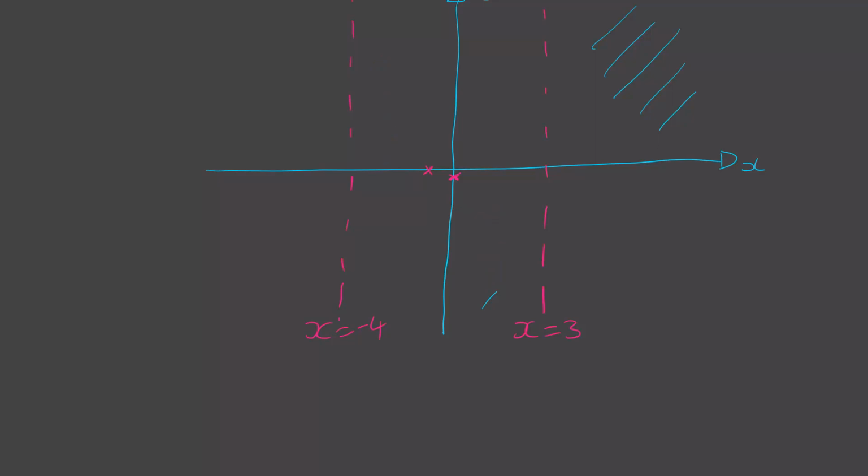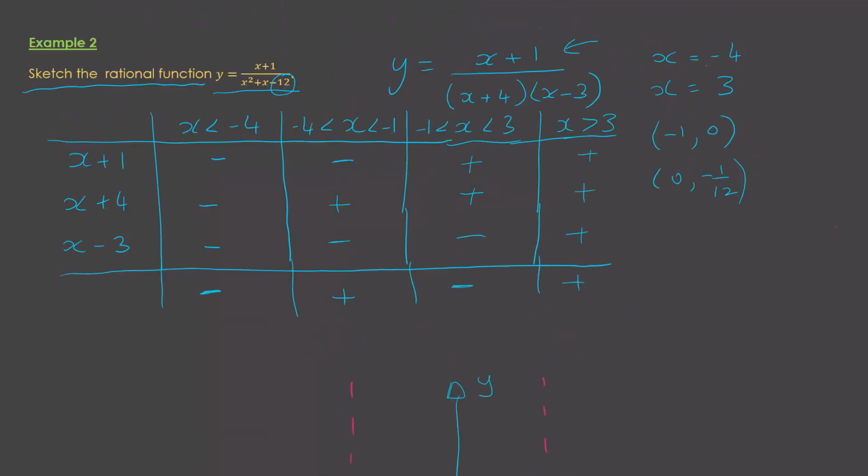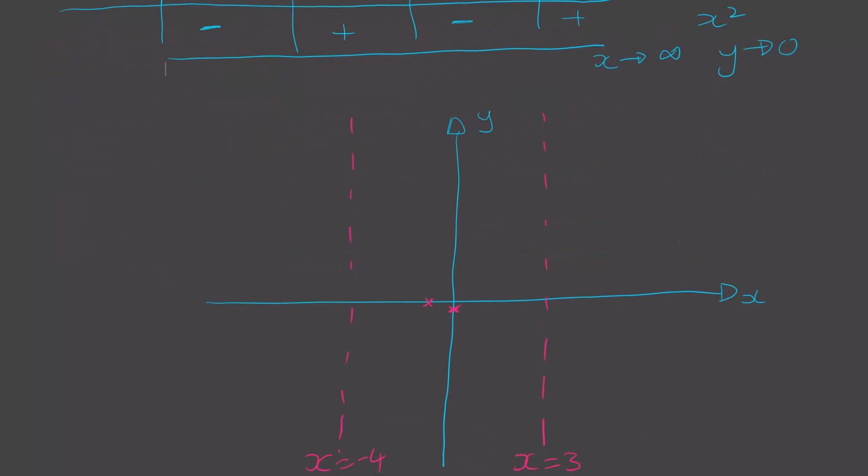From that, and the points we have, and the asymptotes we have, we should be able to draw the graph. Because if we consider (x plus 1) over (x squared plus x minus 12), because we have an x on the top and an x squared on the bottom, when x goes to infinity, y will go to 0. And we'll know whether it goes to 0 from below or above because of this analysis here. So it must do this in this region.